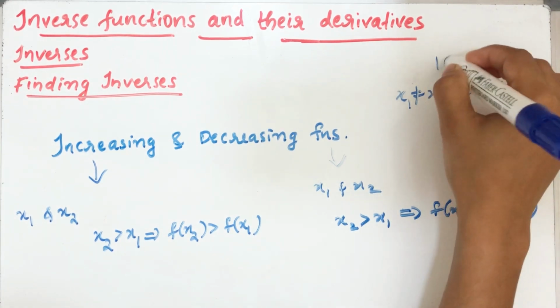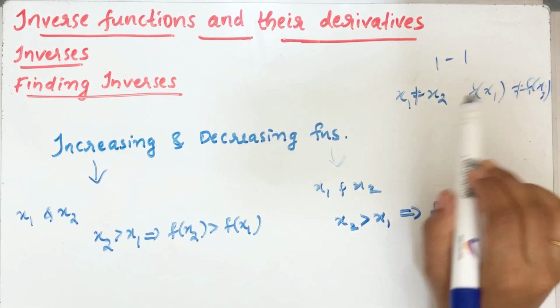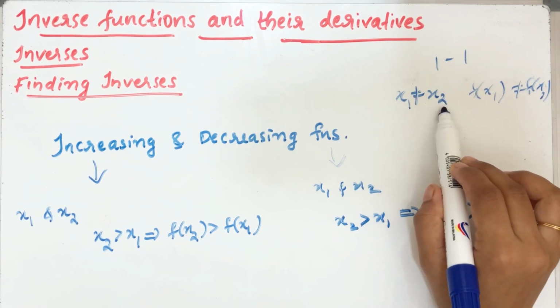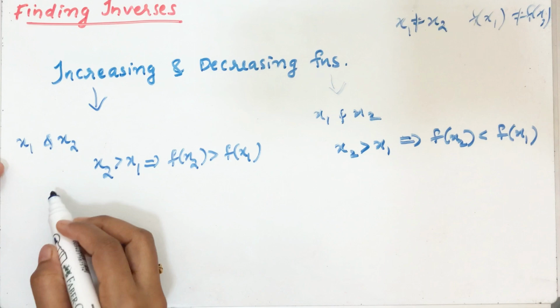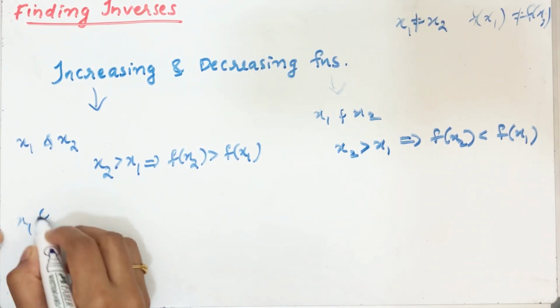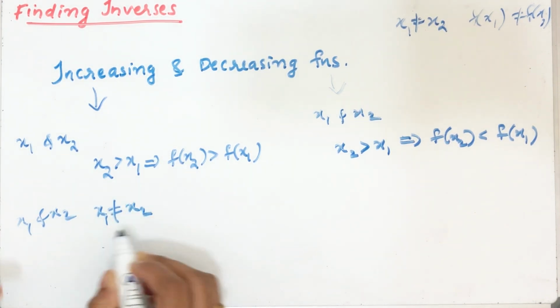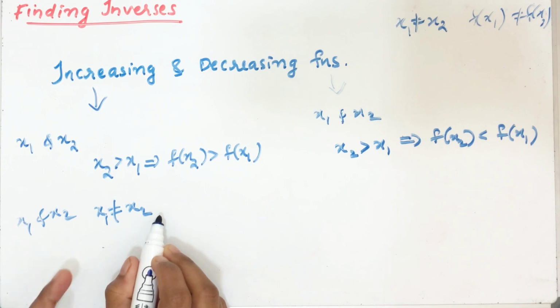That is, a function is 1 to 1 if f of x1 is not equal to f of x2 whenever x1 is not equal to x2. So we can take increasing functions, take 2 points x1 and x2 such that x1 is not equal to x2. We have to check f of x1 is not equal to f of x2.